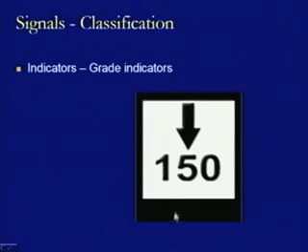And this is how it looks like. This is a grade indicator where the value of 150 is given, which says it is a 1 in 150 grade, and this arrow is pointing downward, which means it is a downgrade. If the arrow is up, it means it is an upgrade. Sometimes instead of an arrow only V will be there.